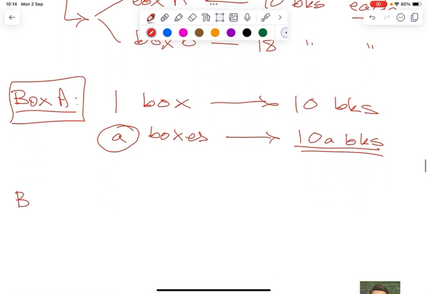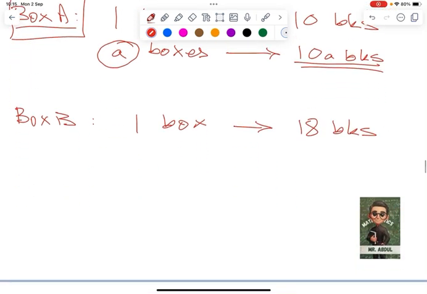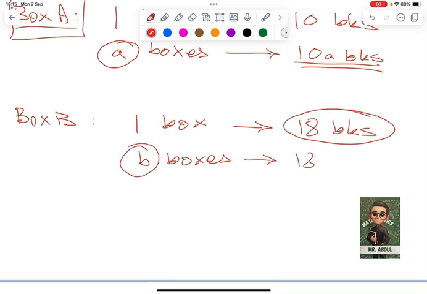What about box B? Each means one box, right? Each box of box B will have 18 books, right? So imagine we have B number of boxes that contain 18 books each. That means if we have B number of boxes, that means 18B books. Simple.